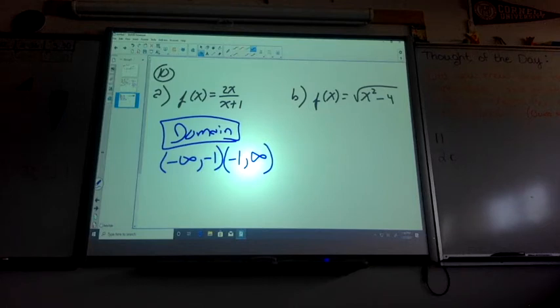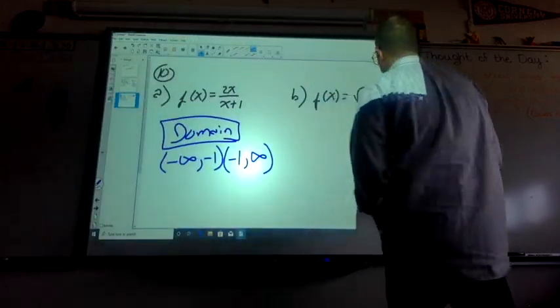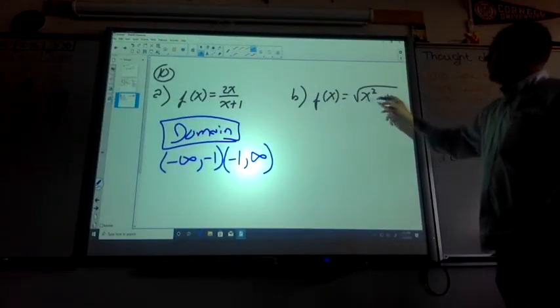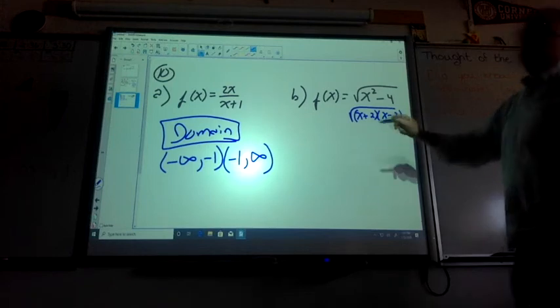The domain on the second one is a little bit different to think about. So is this the difference of 2 squares? Is this x plus 2 and x minus 2 if I factor it? Remember that from Algebra 1?